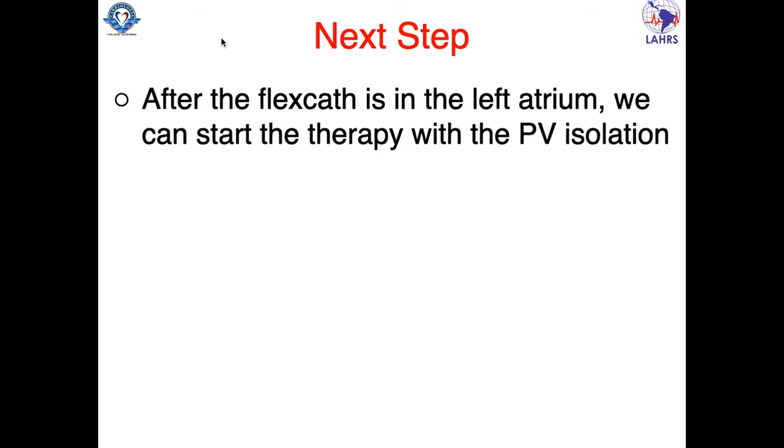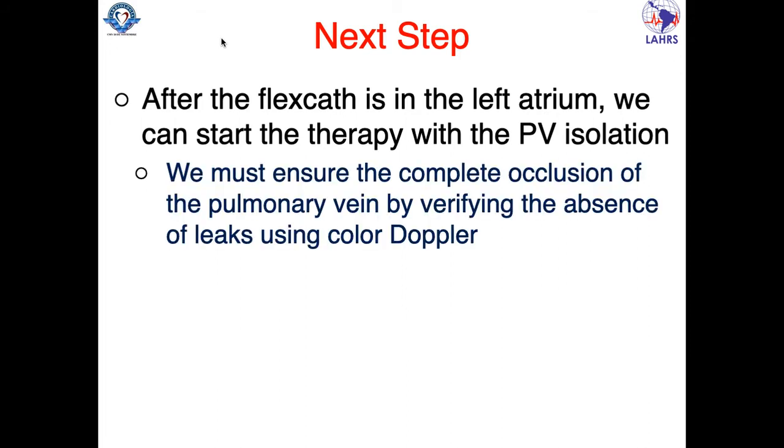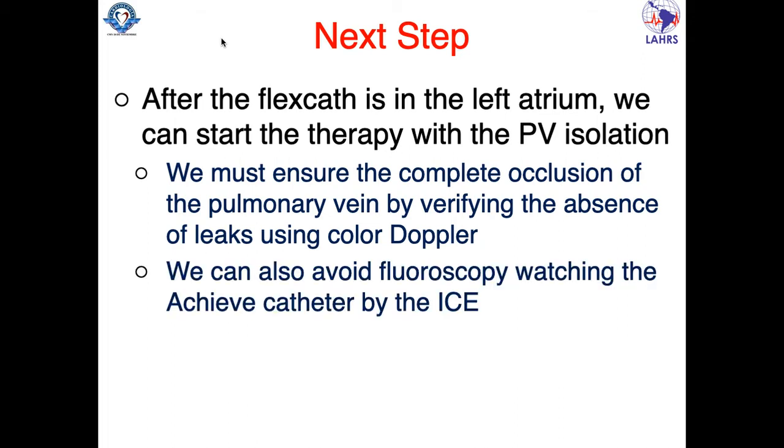Once we have the flex cath in the left atrium, we can start to perform the pulmonary vein isolation. The goal of the therapy is a complete occlusion of the pulmonary vein. We can verify this occlusion using contrast medium with fluoroscopy or color Doppler with ICE. And we can also use the ICE to navigate with the Achieve catheter to enter or cannulate the pulmonary veins.